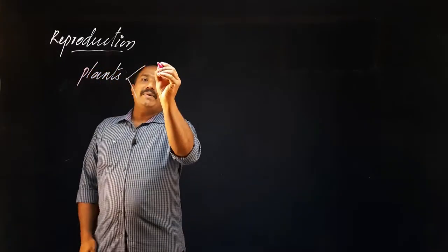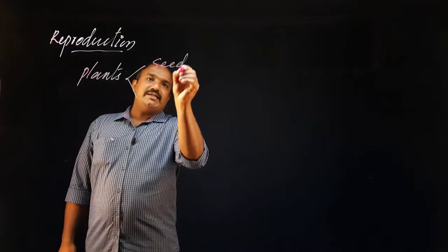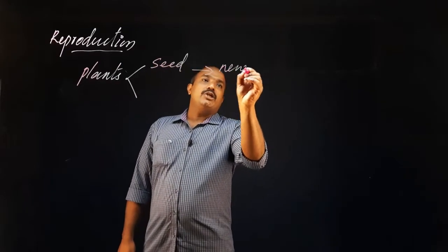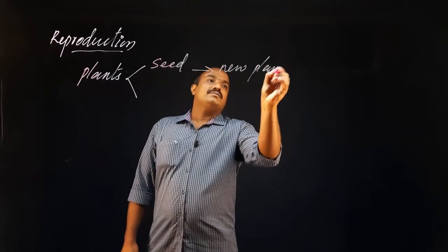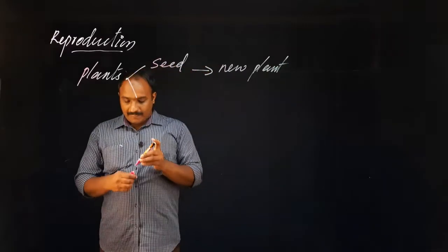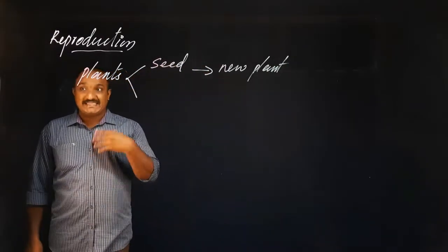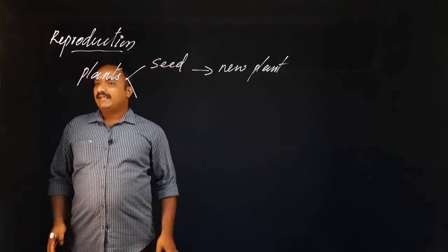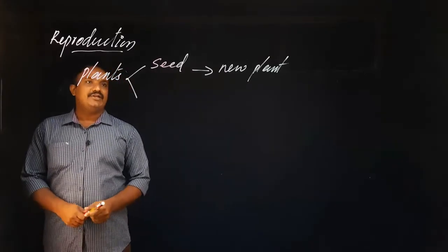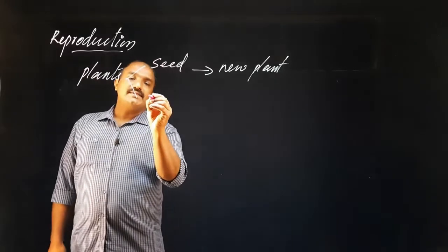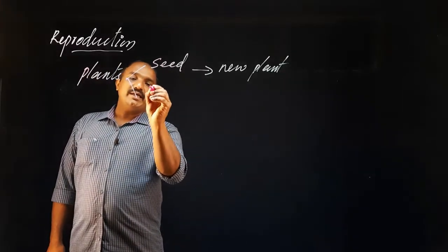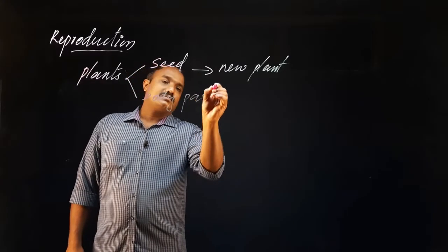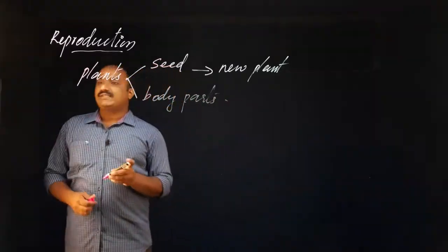One, some plants produce seeds, then that seed grows into a new plant. Look, plants produce seeds, then those seeds grow into a new plant. That is a method. Second one, some plants reproduce by their body parts. No seeds, but body parts.